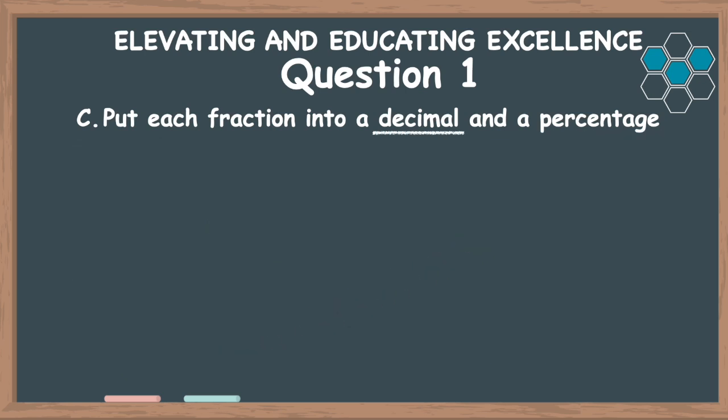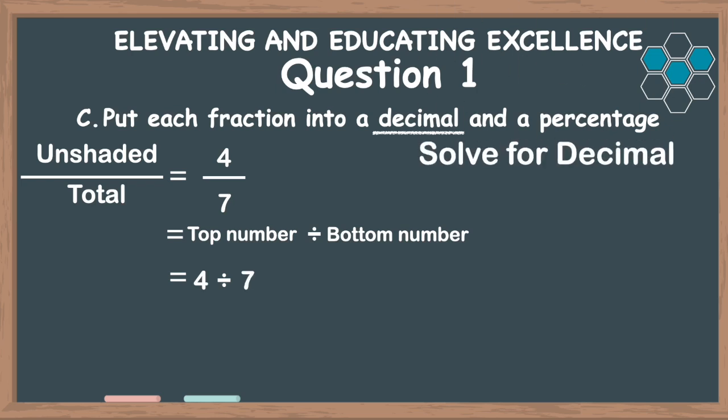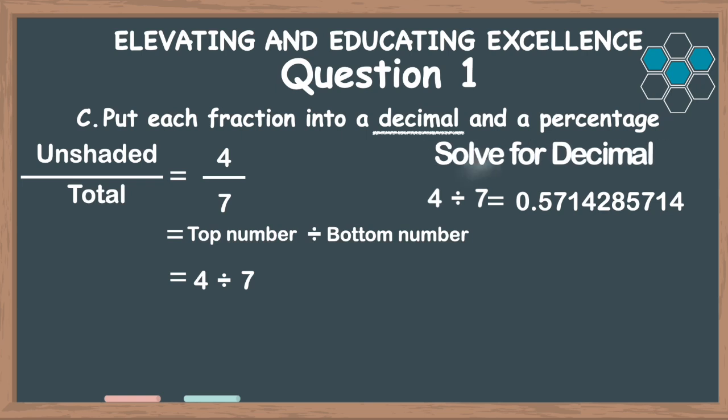Now we're going to find the decimal of the unshaded over the total. Remember, the fraction is 4/7. So in order to get this fraction into a decimal, we must divide the top number into the bottom number. So 4 divided by 7. So we're going to solve for the decimal. We're going to do 4 divided by 7, which when we plug that into the calculator, it's going to give us this number. So our best bet is to round this number so that we can find the percent.